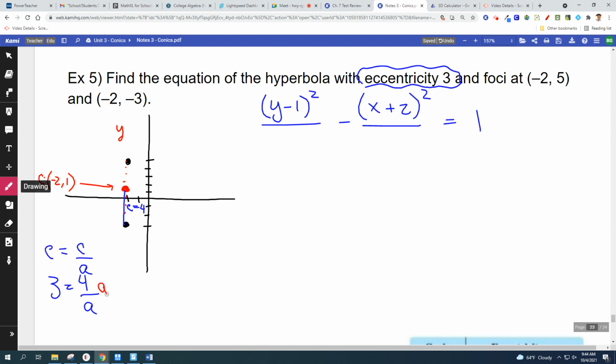I don't like my variable on the bottom. Multiply both sides by A to cancel out here. 3A equals 4, divided by 3. A equals 4/3. That's a weird thing. A equals 4/3. So that means A squared equals 16/9. A squared is 16/9. So that's kind of gross to put right there.